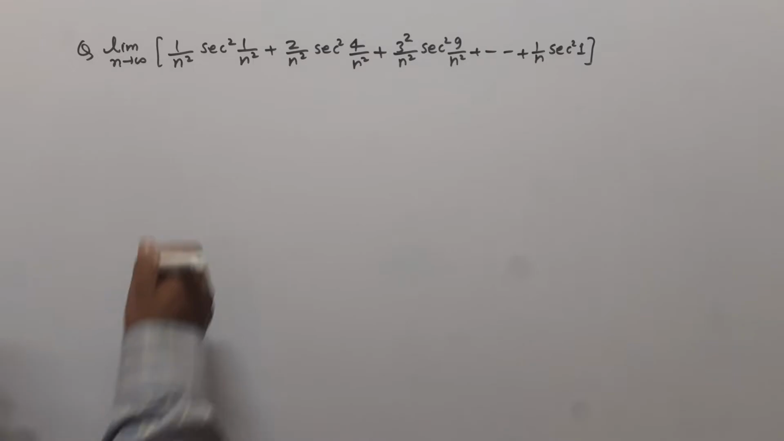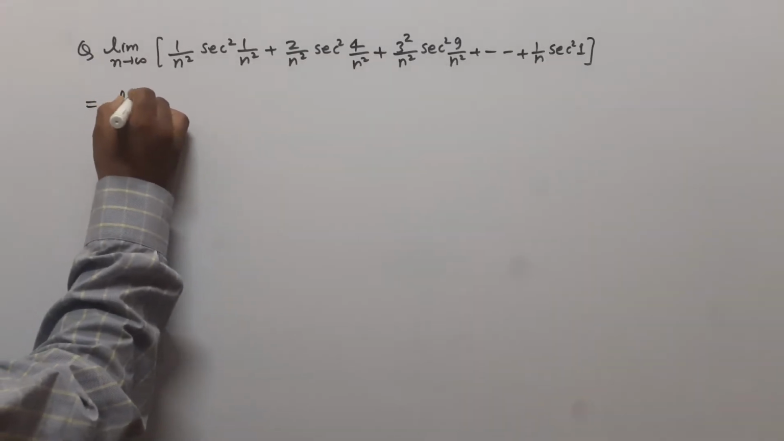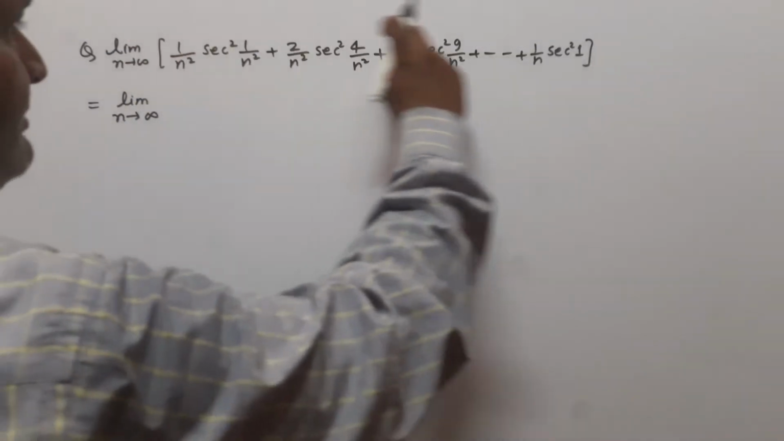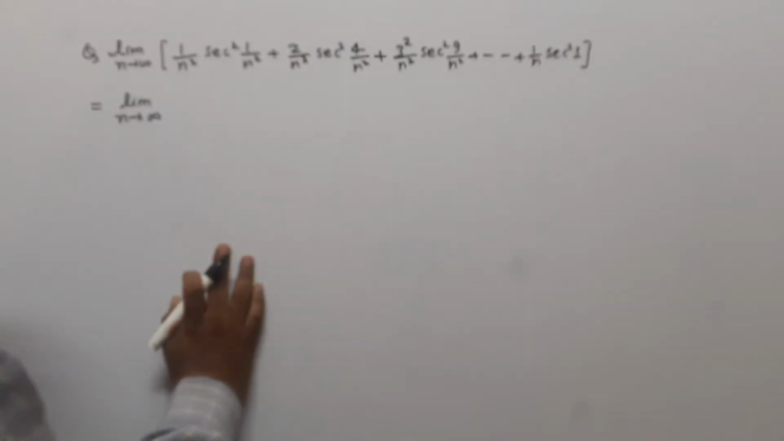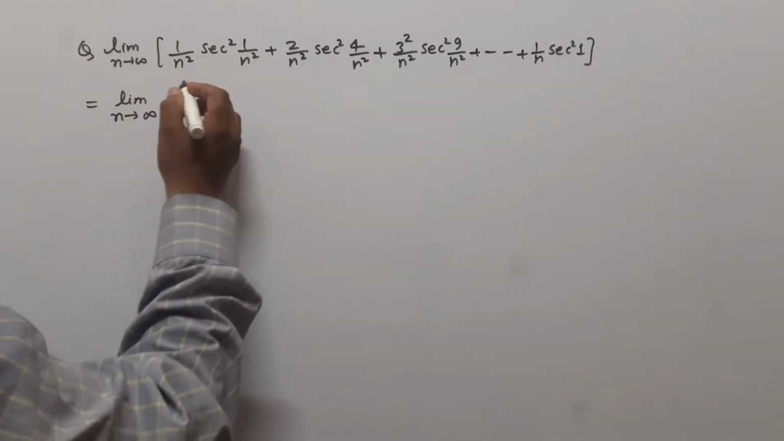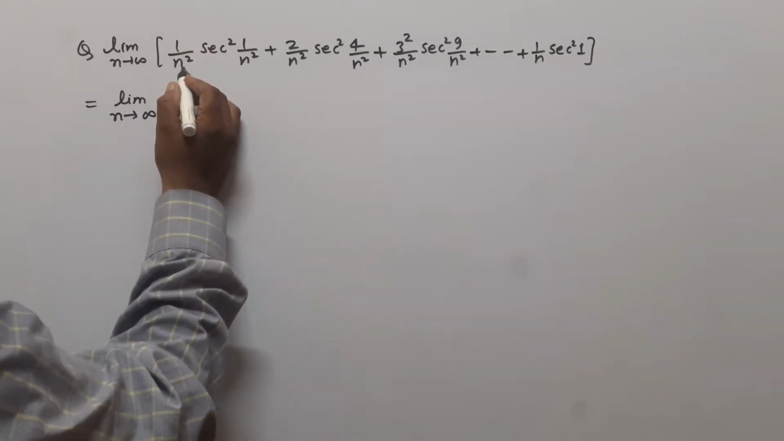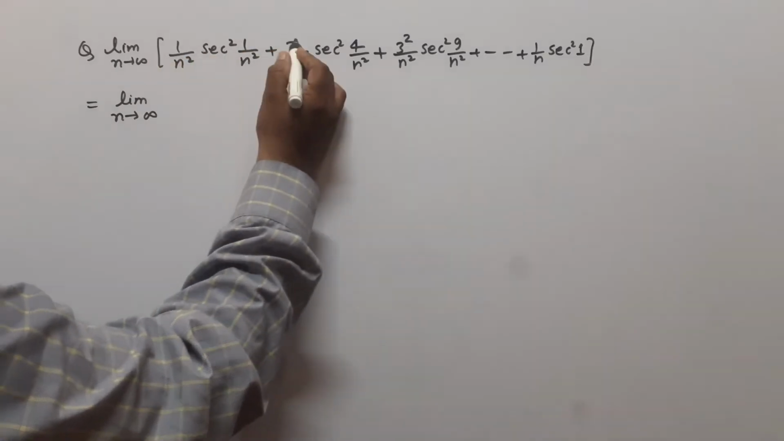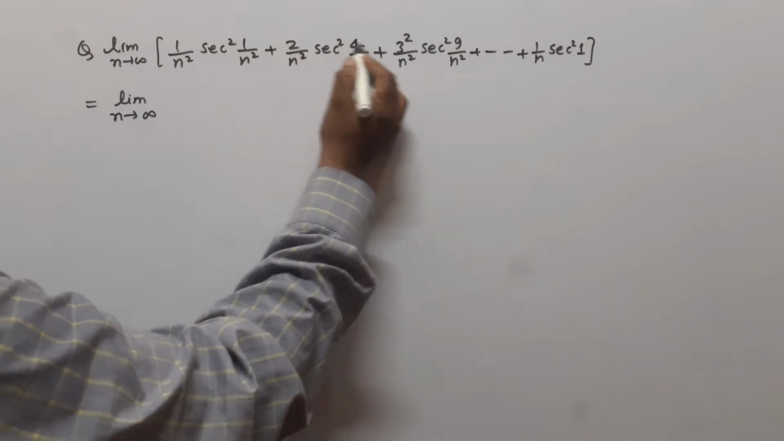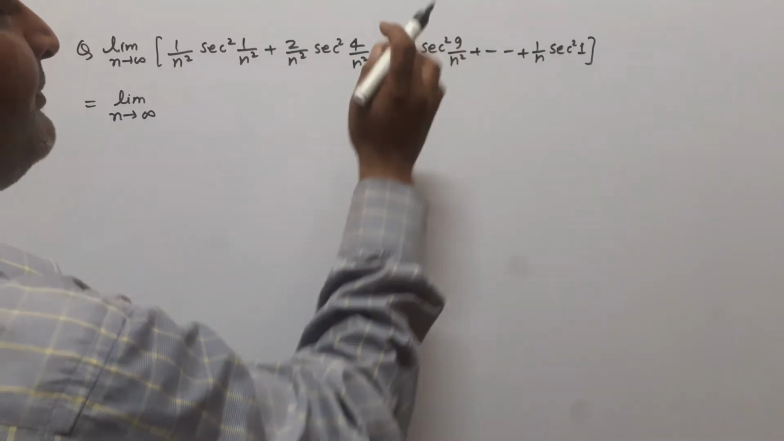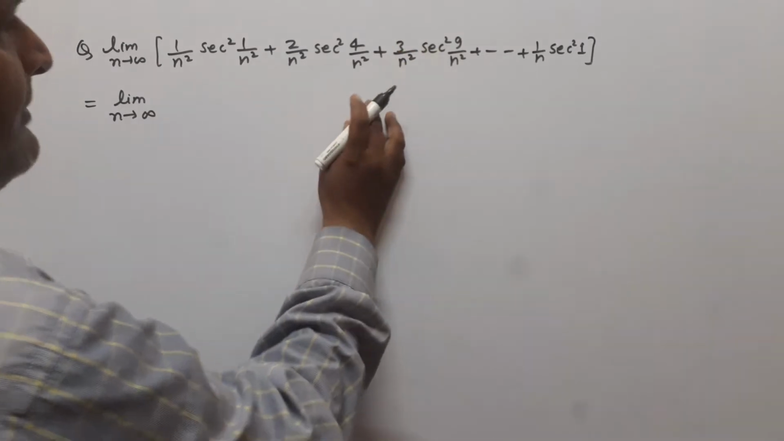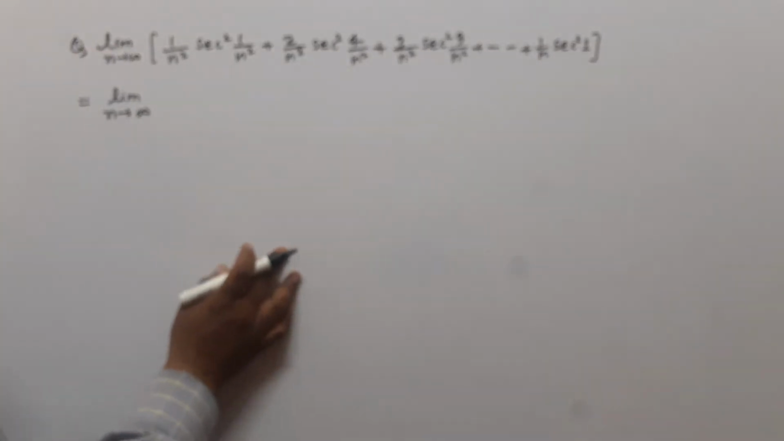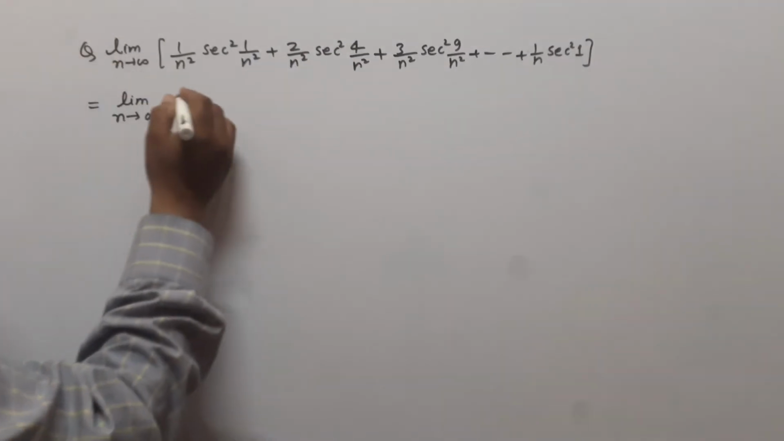So in this question, first we write the general term of the given sequence, that is the rth term of this sequence. Here we can see that in the first term the numerator is 1, in the second term it is 2, in the third term it is 3, and in the last term it is n. So in the rth term there will be r.